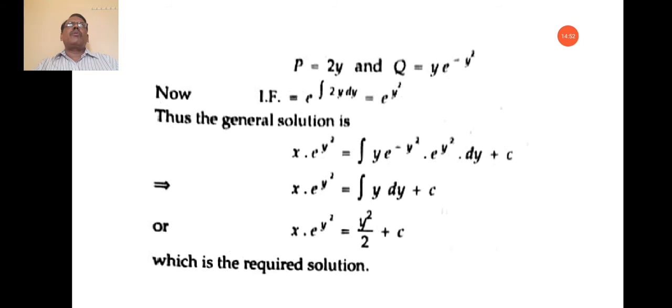So, we have two formats. One is dy by dx plus p into y is equal to q, where p and q are functions of x. Similarly, dx by dy plus p into x equal to q, where p and q are functions of y.